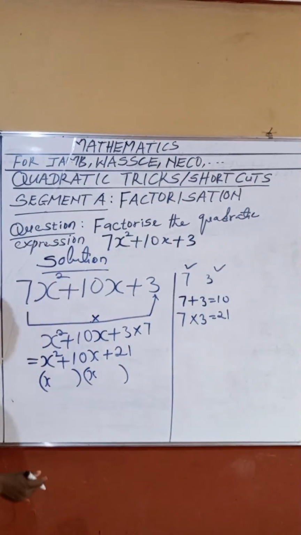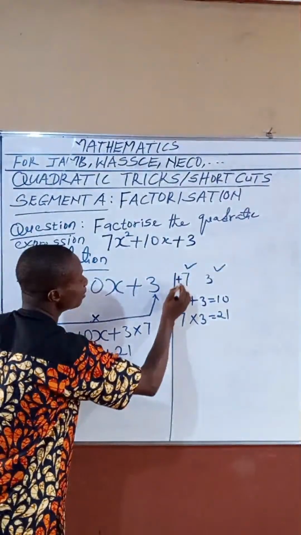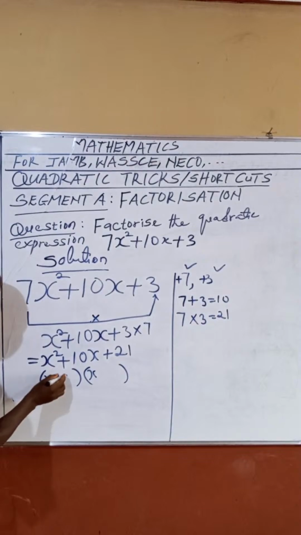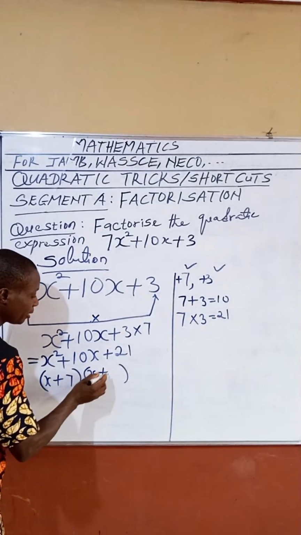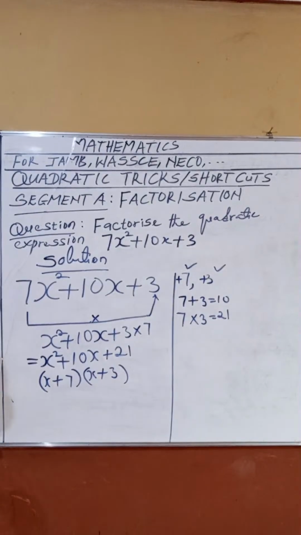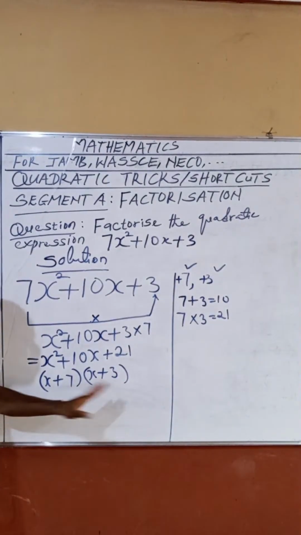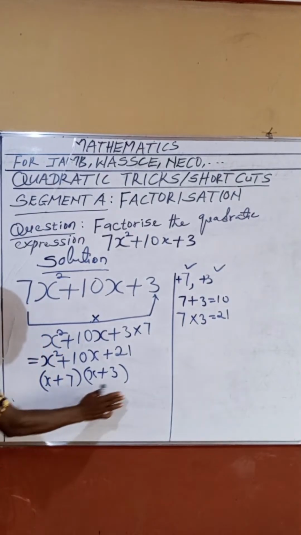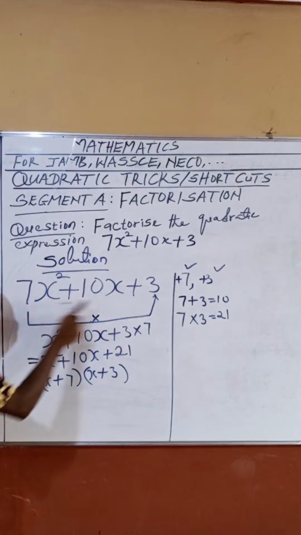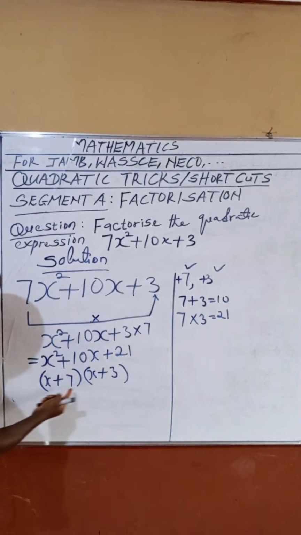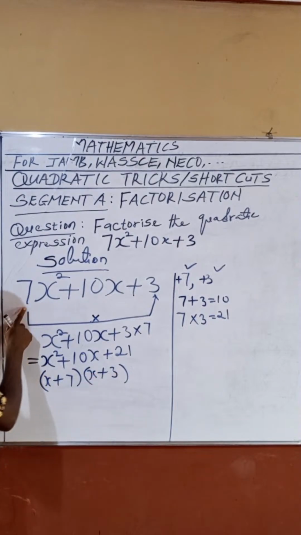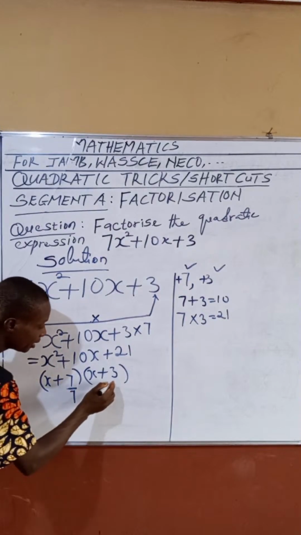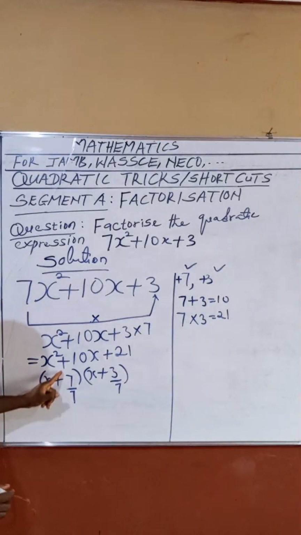All right, so we'll come here. Since they are both positive, we write plus 7 here, and here we write plus 3. You can write anyone first. It doesn't matter. Now that we have gotten this, remember we used 7 to multiply the 3 and give us these factors. Now we are going to divide by 7. So divide here by 7 and divide here by 7.